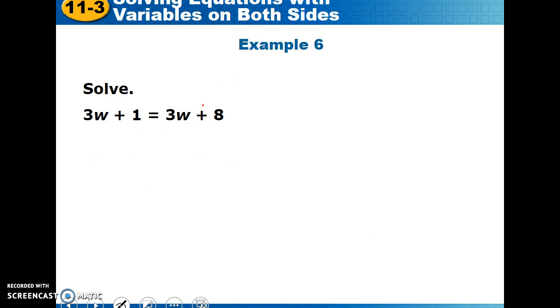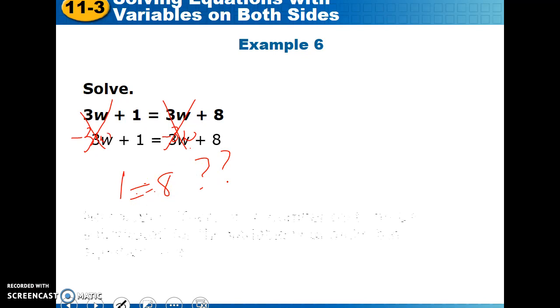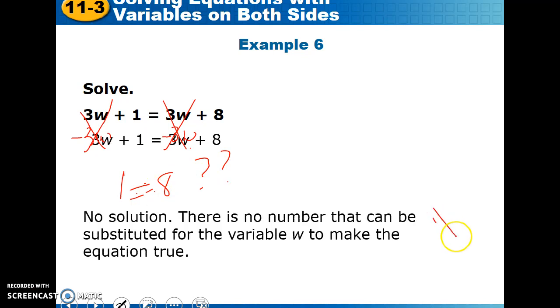Okay, so it was similar to our last one. We've got a 3w here and a 3w here. Subtracting 3w from both sides. This one goes away, this one goes away. You're left with 1 equals 8. Can that be true? 1 is not the same as 8. Again, this has no solution. There is no number that can be substituted for the variable w to make this equation true.